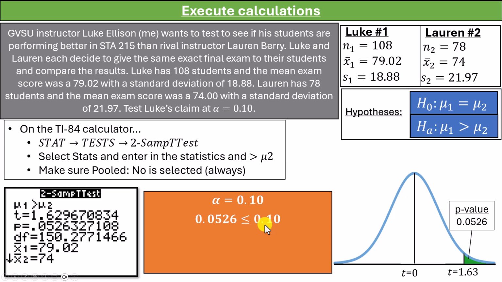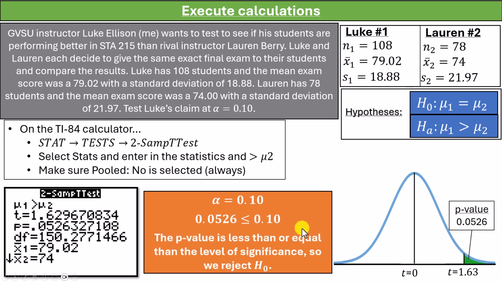So you may remember the saying, if the p-value is high, the null will fly, or if the p-value is low, the null has to go. In this case, the p-value is low. It is lower than the level of significance. So the null has to go. So we are going to be rejecting the null hypothesis.